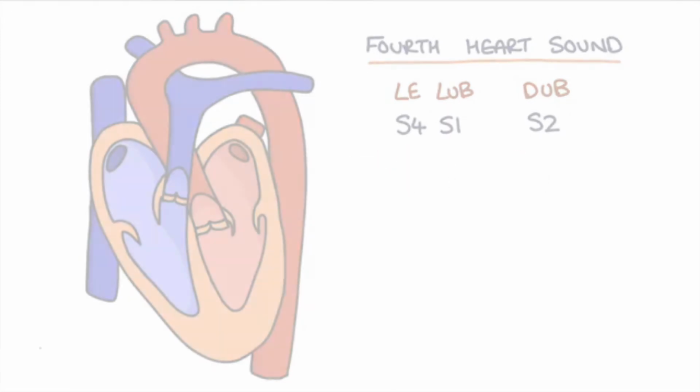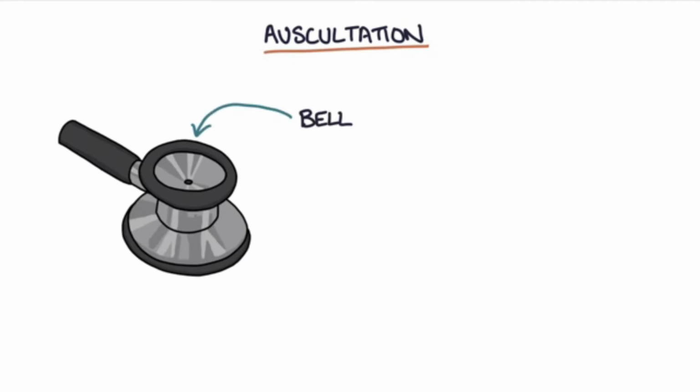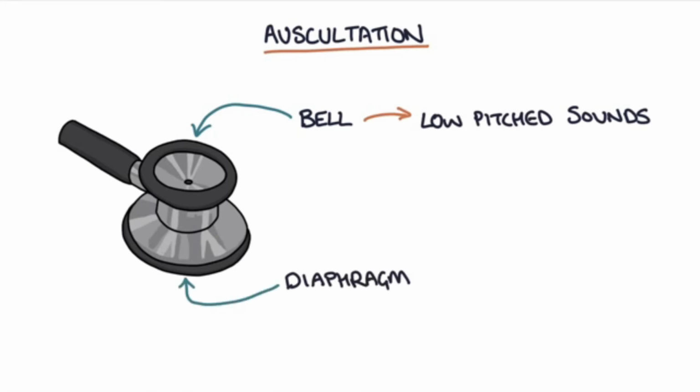Now let us discuss oscillation. The flow of blood and the heart sounds can be heard using a stethoscope. In a stethoscope, there are two positions. One is the bell and the other is the diaphragm. The bell is used to hear low pitched sounds and the diaphragm is used to hear high pitched sounds.